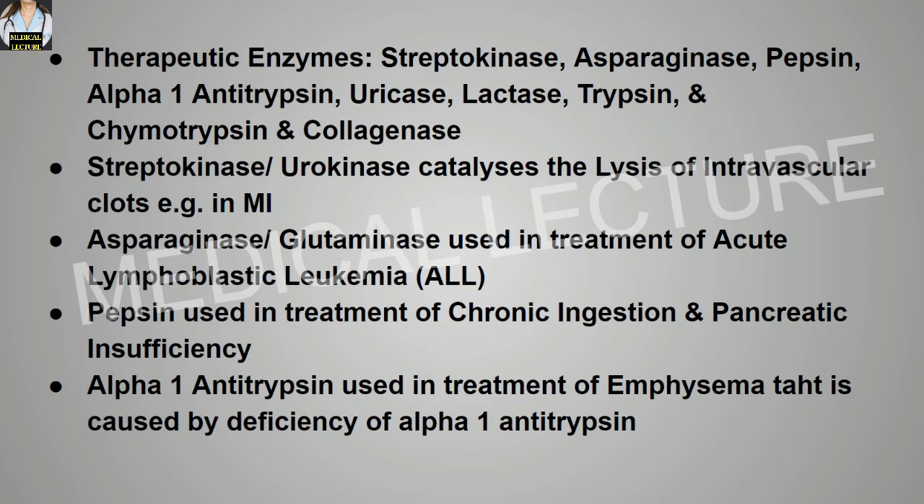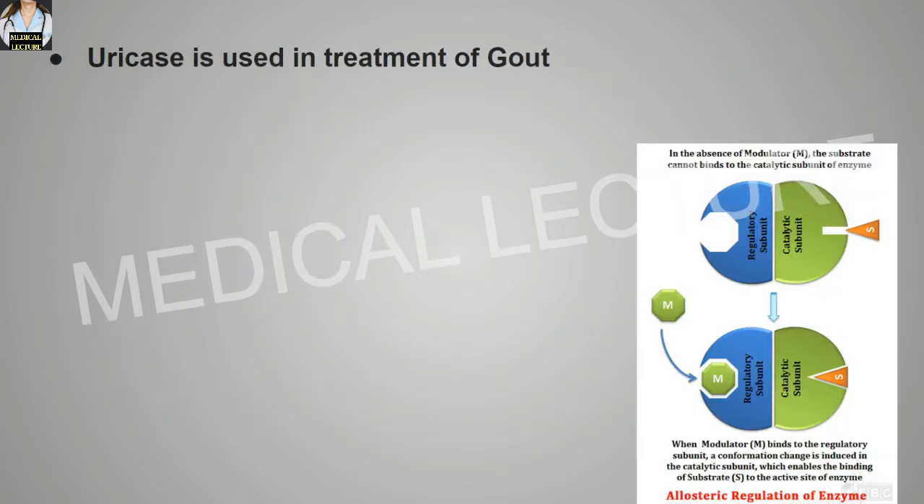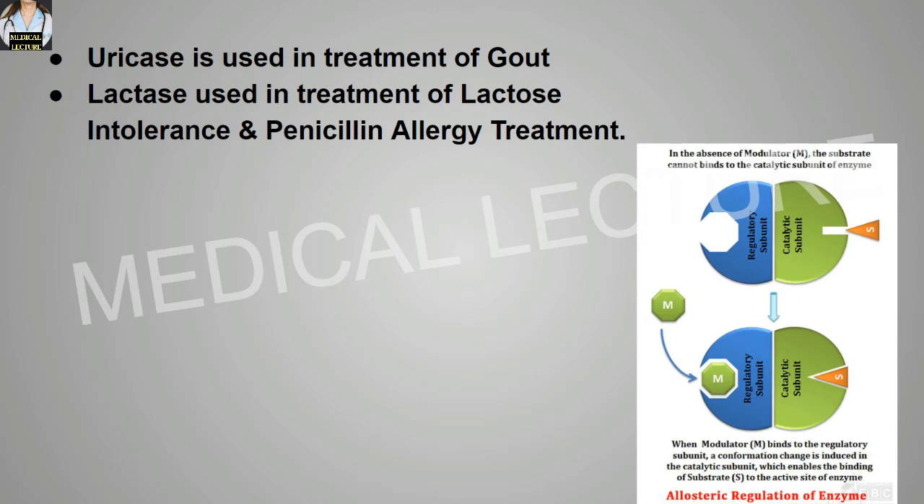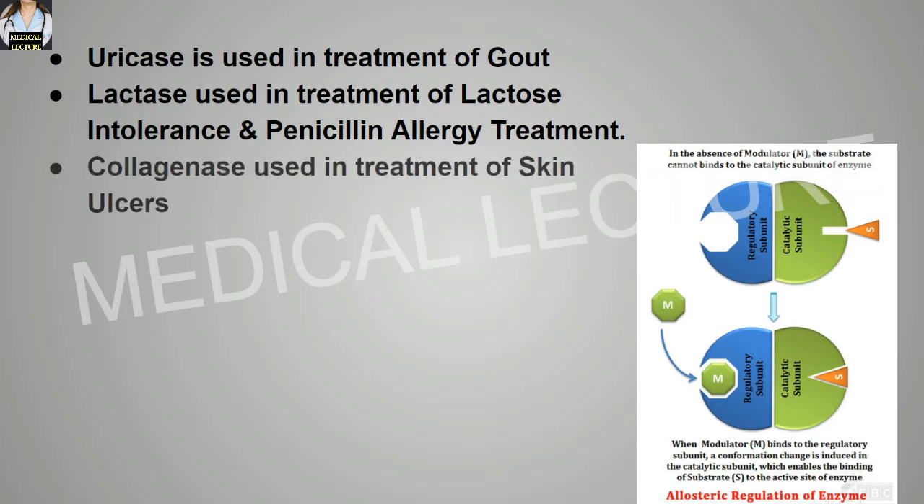And so over here, what happens in emphysema is that the elastase enzyme causes fibrosis of the lung layer. Now, uricase is used in the treatment of gout. Lactase is used in the treatment of lactose intolerance and penicillin allergy treatment. Collagenase is used in the treatment of skin ulcers.